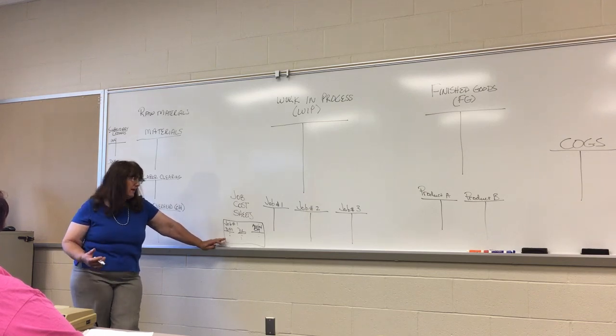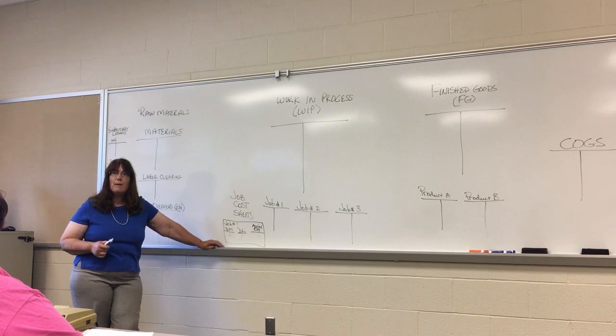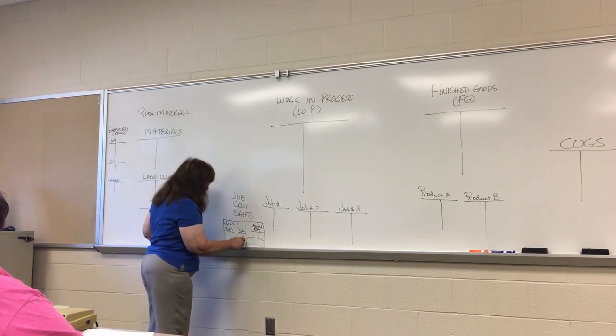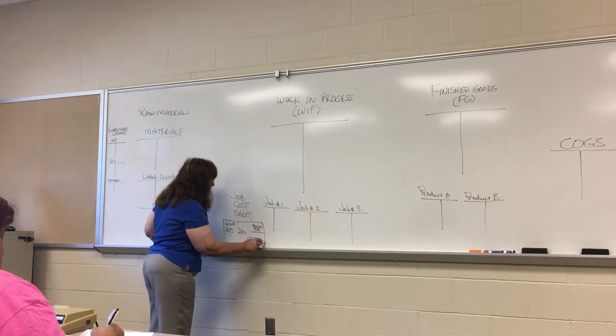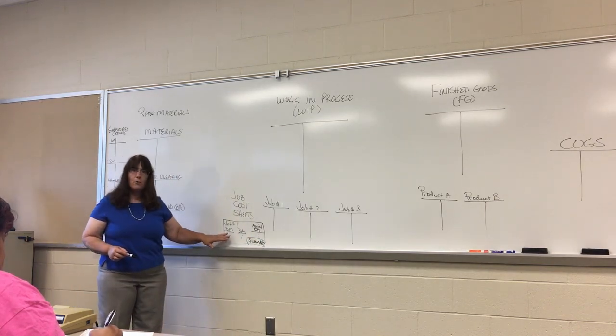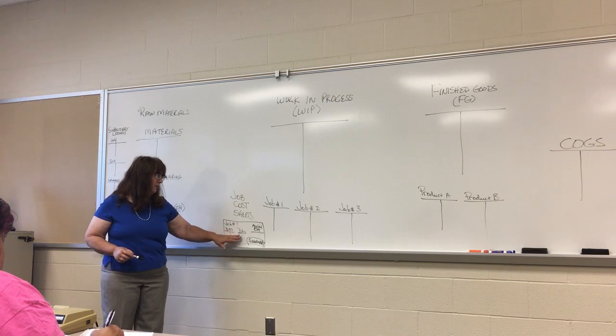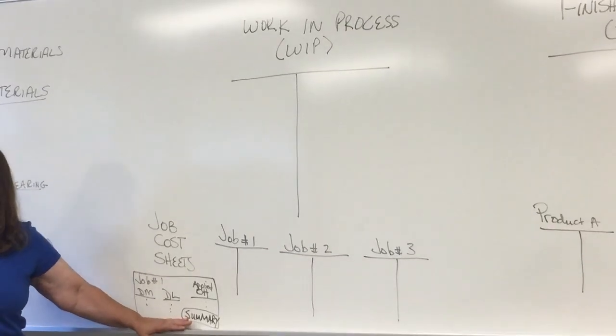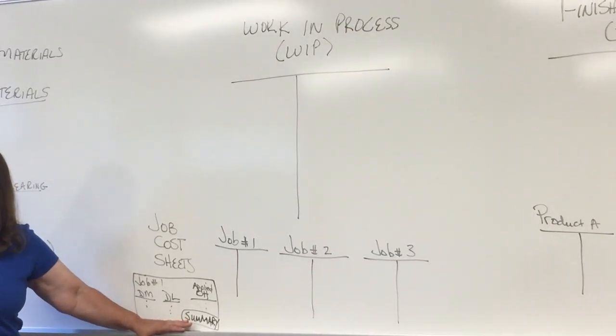the foreman out on the factory is going to say, okay, this job is complete. At that point in time, you have a summary. And the summary is going to total all the direct materials, the direct labor, and the applied overhead. And that way we know the total cost for that particular job.